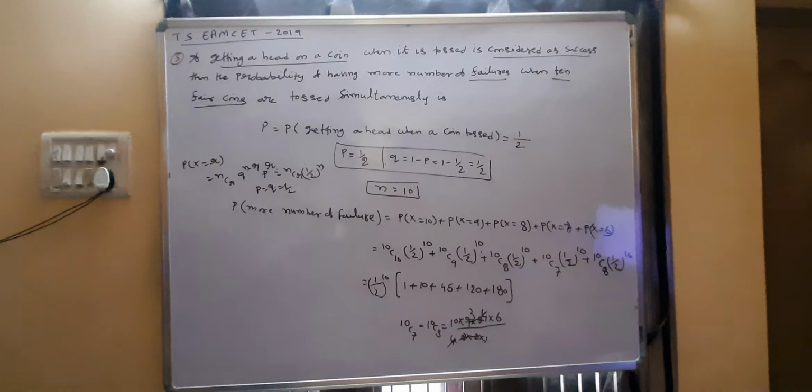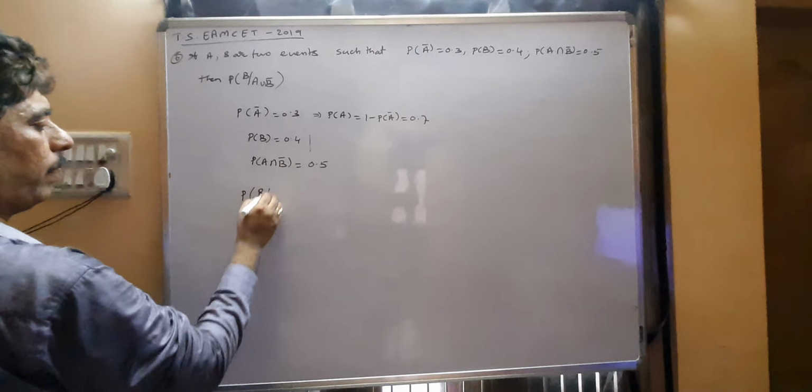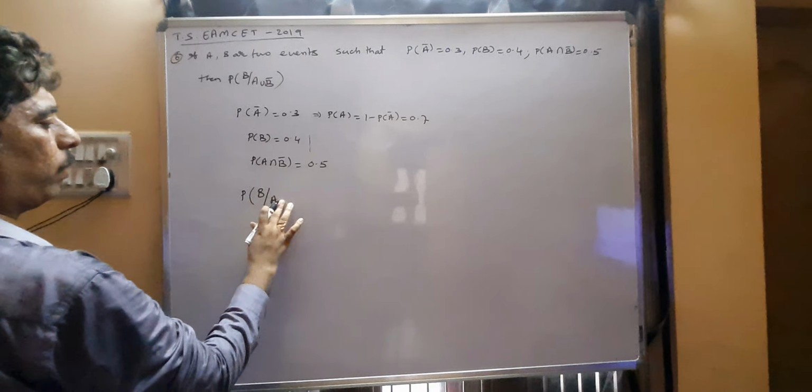A, B are two events such that P of A bar is given 0.3. That means P of A equals 1 minus P of A bar, that is 0.7. P of B is given 0.4. Next, P of A intersection B complement is given 0.5. They are asking P of B by A union B complement.